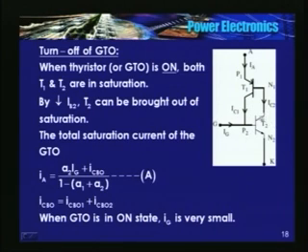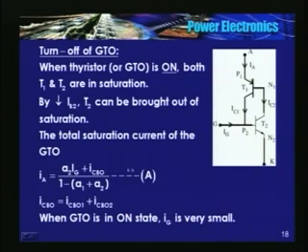We have to bring this transistor out of saturation. How do I bring this transistor out of saturation? I have to reduce the base current. Okay. Now let us see what is the relationship between the anode current and the gate current that is flowing out of the gate terminal.